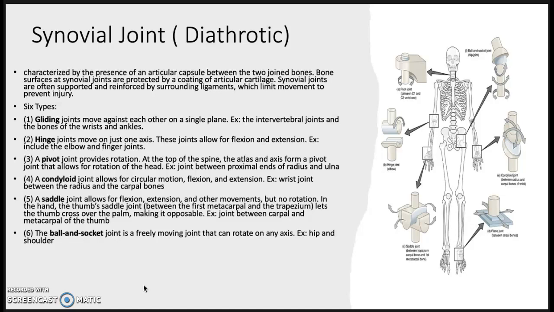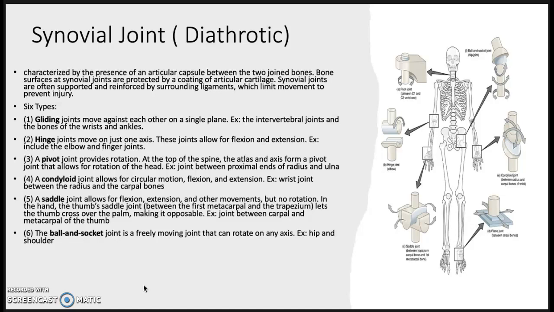We have the gliding joints, which move against each other on a single plane. An example of that would be the intervertebral joints and the bones of the wrists and ankles. The hinge joints move on just one axis. These joints allow for flexion and extension, which would include the elbow and the finger joint. The pivot joint provides rotation at the top of the spine.